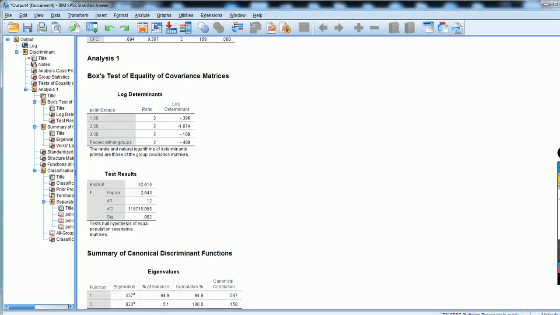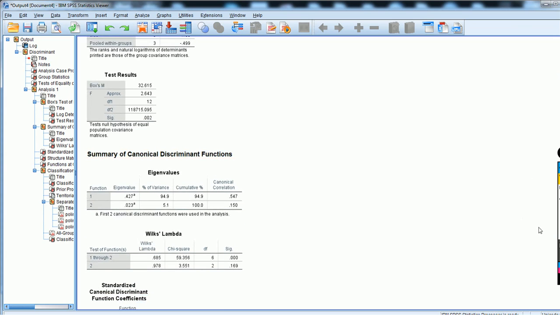Now when we scroll down, we can see we've got our Box's test. So this is a test of the assumption that our variance-covariance matrices are equivalent across groups. So the null hypothesis is that there are no differences, and that would actually be a good thing. So finding statistical significance is not exactly what we want to occur with respect to our Box's test. And in this particular case, you can see the p-value is less than 0.05, the conventional threshold for rejecting the null. So that would suggest that we have potentially a violation of our assumption.